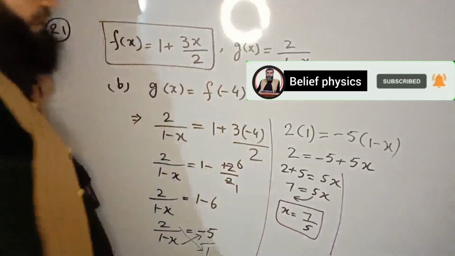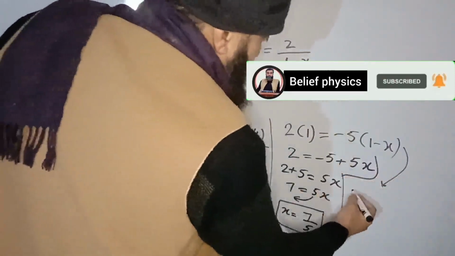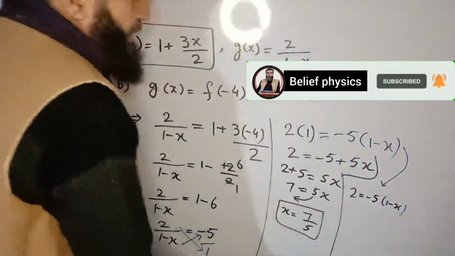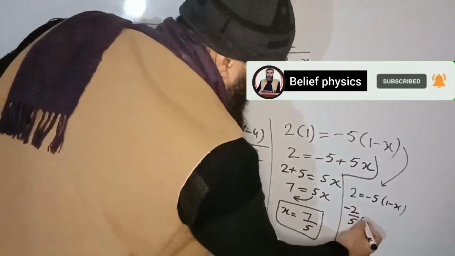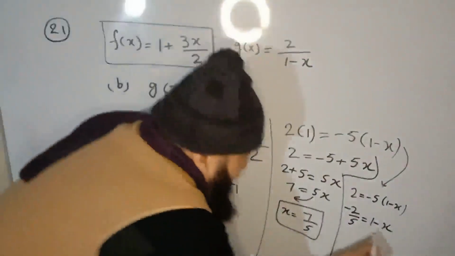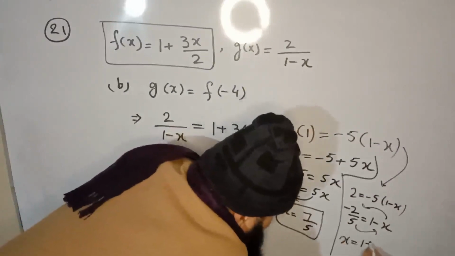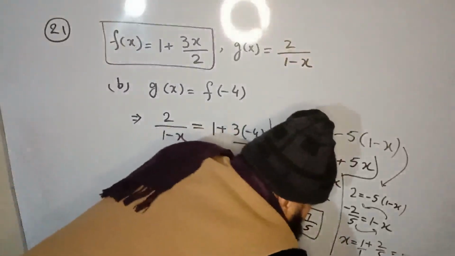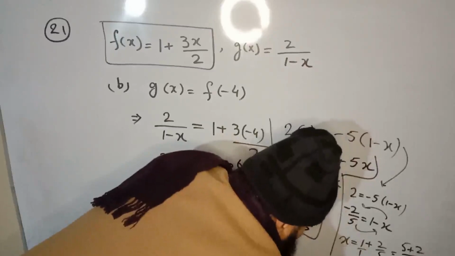Or you can do it like this from here. 2 is equal to minus 5 into 1 minus x. Take 5 here, so it will come minus 2 over 5 is equal to 1 minus x. Shift x to this side and 2 over 5 here. So x is positive and becomes 1 plus 2 over 5. This is 1 over 1. When we take LCM, 5 is the LCM. This is 5 plus 2. So x will again be equal to 7 over 5.